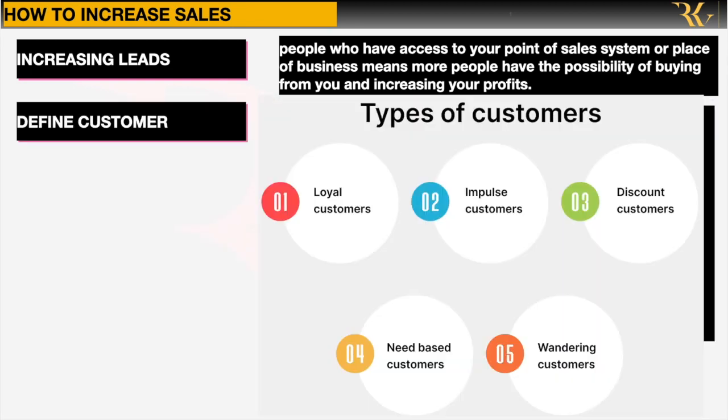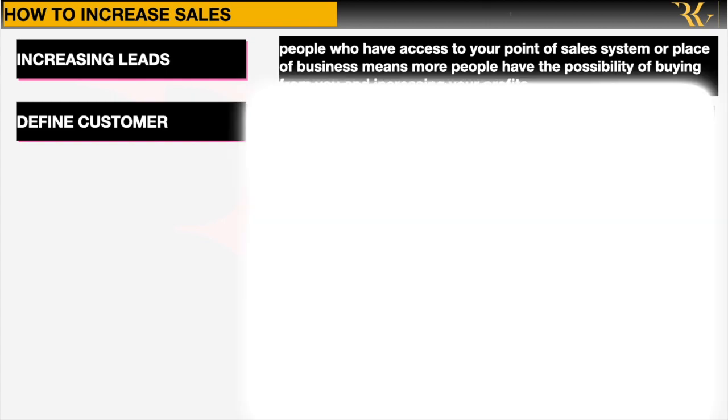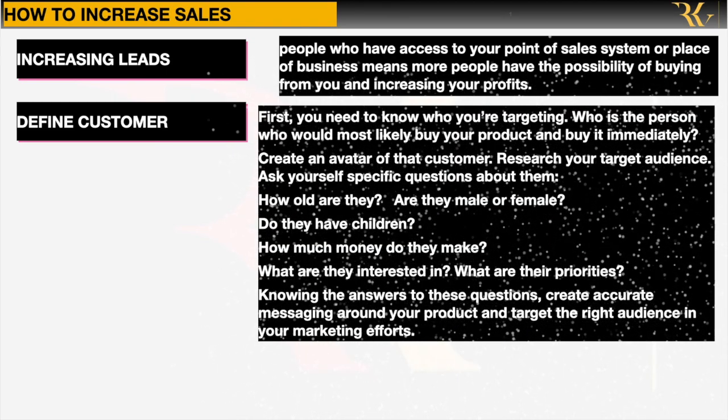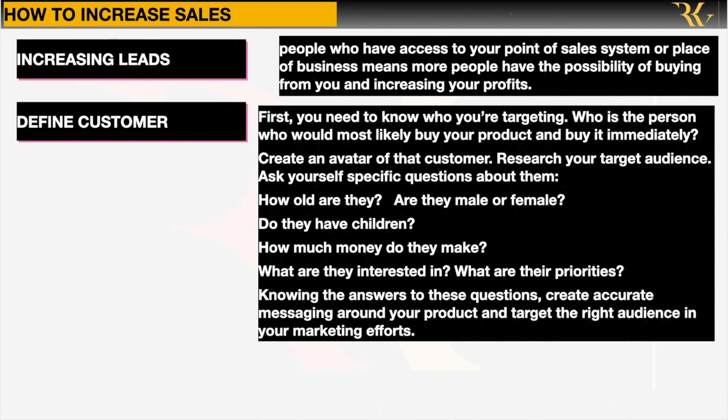Clearly define your customer. First, you need to know who you're targeting. Who is the person who would most likely buy your product and buy it immediately? Create an avatar of that customer. Ask yourself specific questions about them. How old are they? Are they male or female? Do they have children? How much money do they make? What are they interested in? What are their priorities? Knowing the answers to these questions will help you create more accurate messaging around your product and target the right audience in your marketing efforts.